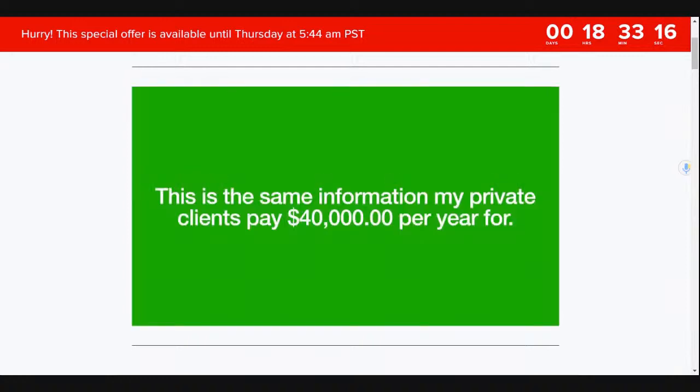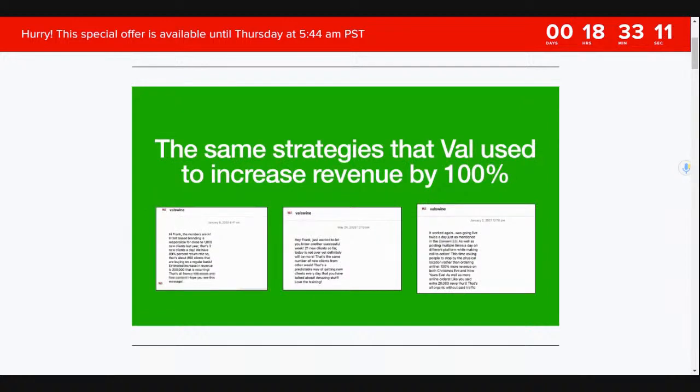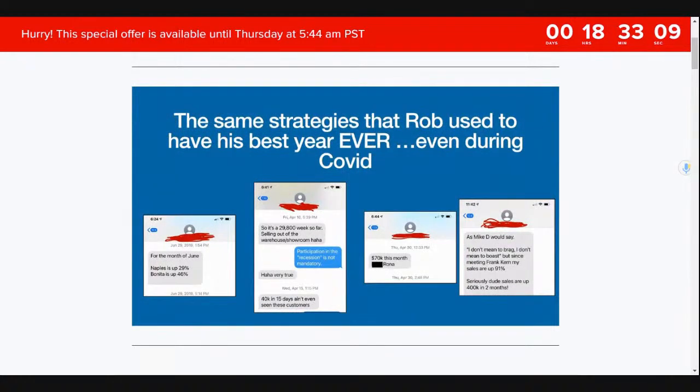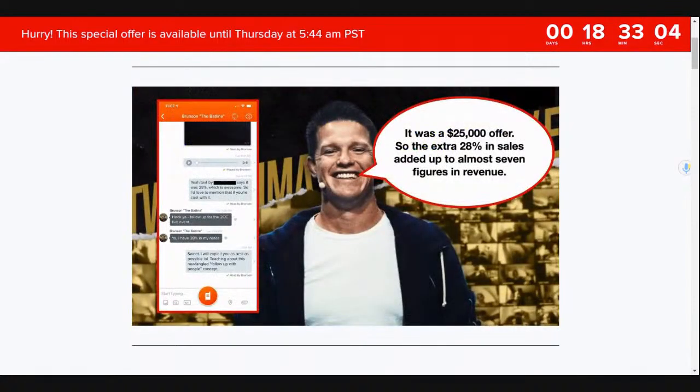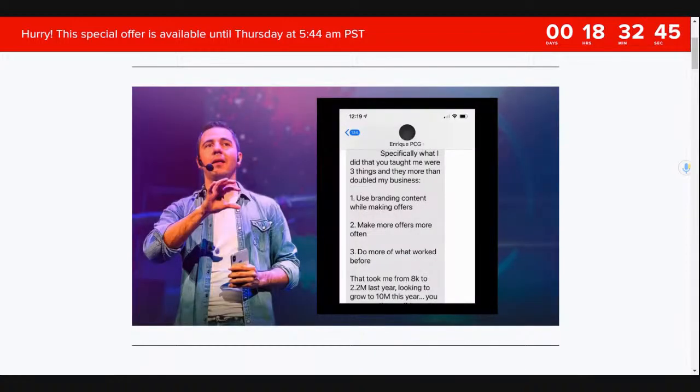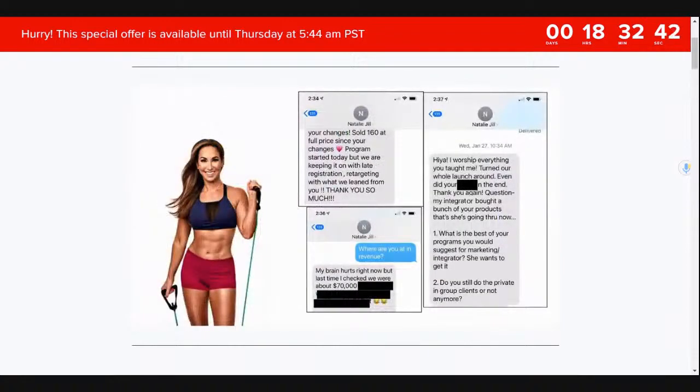It's the same information that my clients pay me $40,000 per year for. Same strategies that Val used, same strategies that Rob used, same strategies that Josh used, exact same stuff. I only showed Russell one thing, so I just did follow-up stuff and showed him how to do that. I can't believe he wasn't doing that. Seriously, Brunson? Come on, you're a pro, man. But same thing, that helped him get an extra 28% lift. By the way, what's really cool about that follow-up sequence? He can keep using it forever. That's awesome, right? Same strategies I gave Enrique, same stuff I gave Natalie Jill.